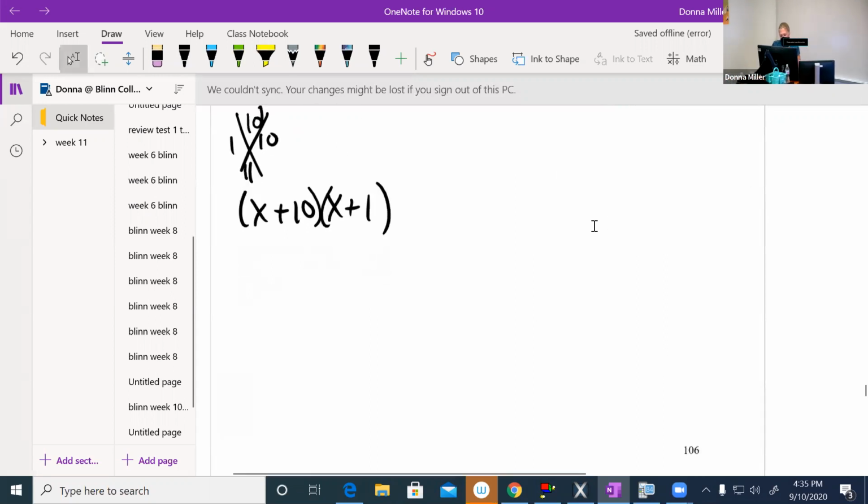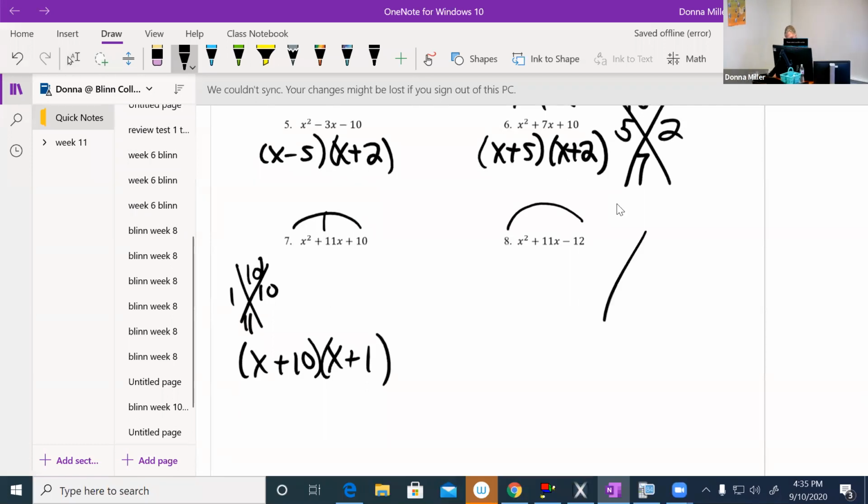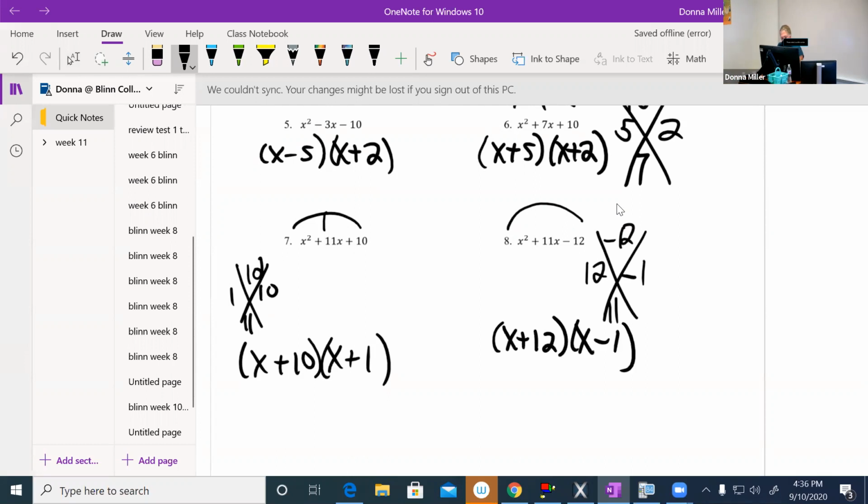Now, factors of negative 12 that add to 11 would be what? 12 and negative 1. Not quite. What? Oh, yeah, I was seeing a negative 11 that wasn't there. Yeah, okay, 12 and negative 1. You're right. All right, so x plus 12, x minus 1. All right, you guys okay online?